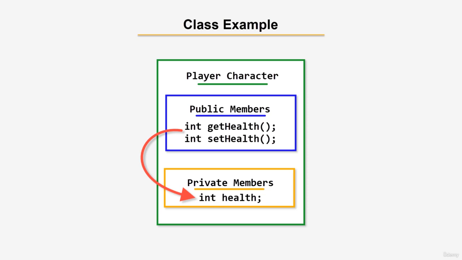I would like to mention that you can also have private helper member functions. These typically assist other member functions in performing their function, but it's not necessary for those to be accessible outside the class.